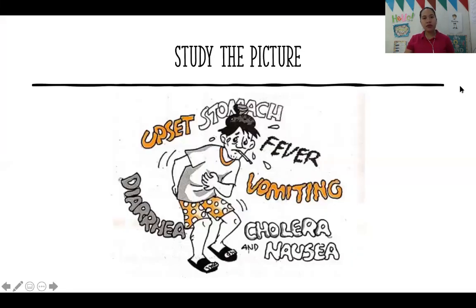Okay, so here, study the picture. What can you say about this picture? So we have here diarrhea. Do you know what's diarrhea? We also have upset stomach, fever, vomiting, cholera, and nausea. Okay, so what do you think this picture means?